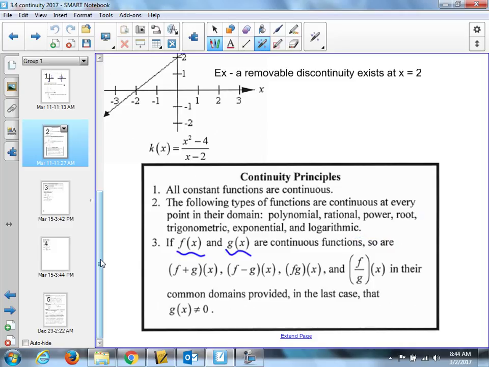If two functions, f and g, are continuous, then if you add the two functions, subtract the two functions, multiply the two functions, you've got a continuous function. Here's where you got to be careful when you make a rational, x plus 2 over x minus 3. This is a rational. You can think of f over g, or f of x over g of x. In their common domains, they're continuous, provided that, and this is what I was talking about here for the rational, you can't have a 0 on the bottom. Okay.